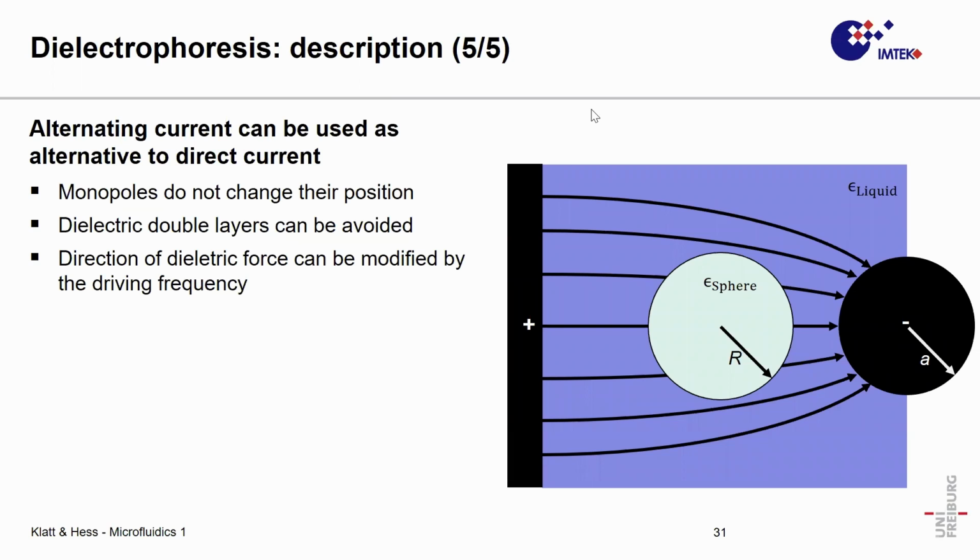If you go now a step further and use alternating current instead of direct current, you can make sure that the monopoles do not change their position due to electrophoresis, because they move in one direction, for example to the right, and then move in the next step back to the left to the same amount. And you can make sure that dielectric double layers are of no importance. But nevertheless, you can use the alternating current as driving force based on dielectric principles.